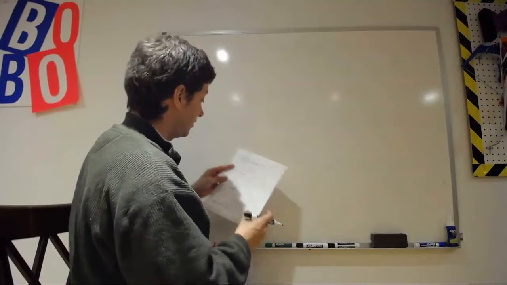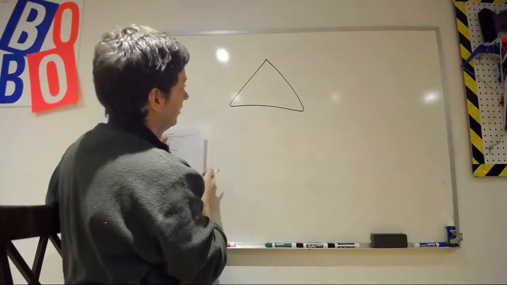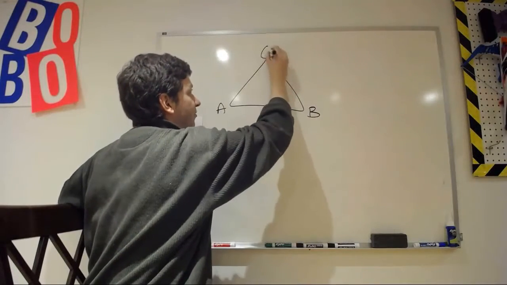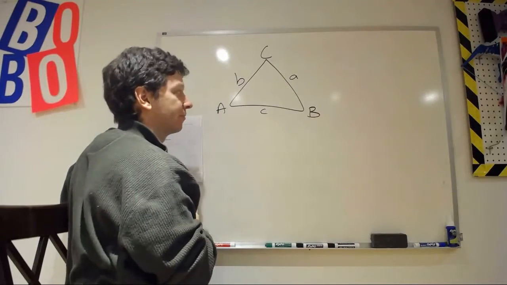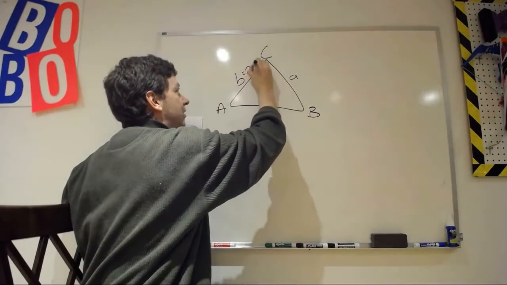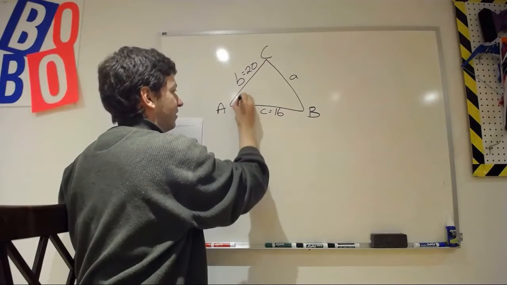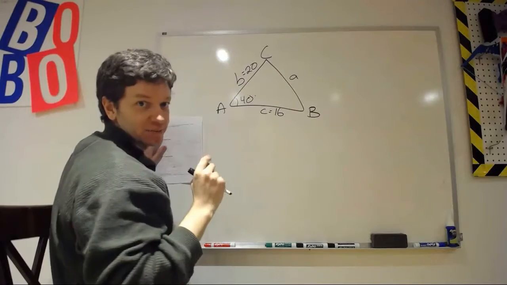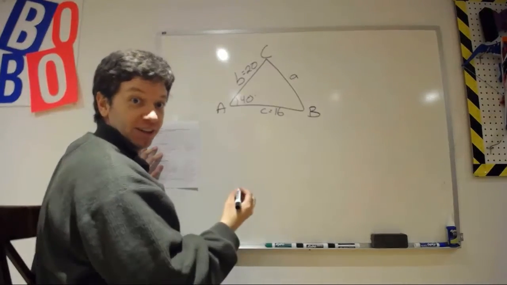So number 1, draw the diagram. Just draw some random triangle. Here we're going to have A, B, and C, and therefore opposites c, b, and a. They give us B, which they say is 20. They give us C, which they say is 16. And they give us the angle A, which they say is 40. Look at that. Side, angle, side. We've got some SAS there. Yes, that was a joke, by the way.